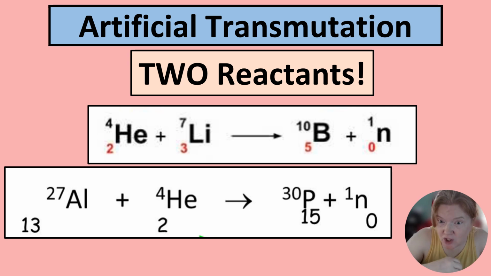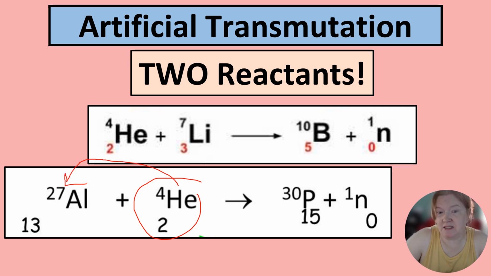Now, if it's artificial, I'm going to see two reactants. So that means I needed to bonk this aluminum with, this is an alpha particle, in order to get it to react. I needed to bonk this lithium with an alpha particle. Sometimes you hit it with a neutron, often with an alpha particle. But whatever the reason, I had to hit it with something else in order to get it to decay. So it's artificial.